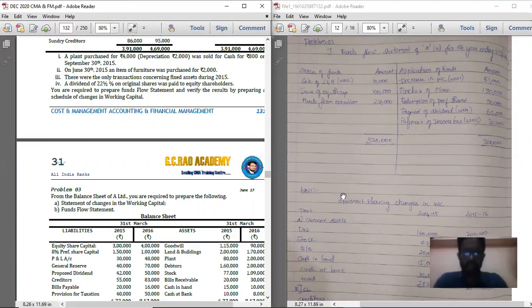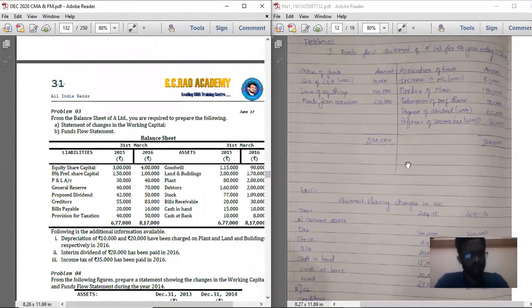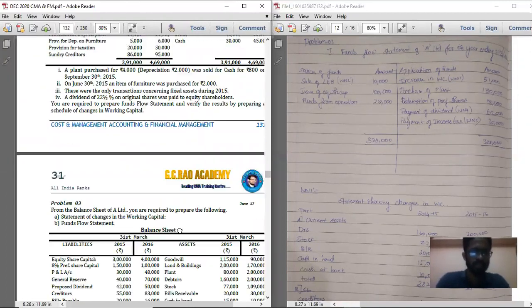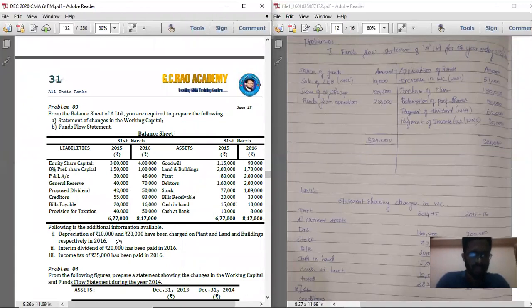To be honest, if I asked you to solve all the problems, you could solve them now, because this problem number 3 is ditto of problem number 2, without any changes. See, depreciation of 10,000 and 20,000 has been provided. So the depreciation account, you should take it to the P&L account or appropriation, and also deduct it from the plant account.